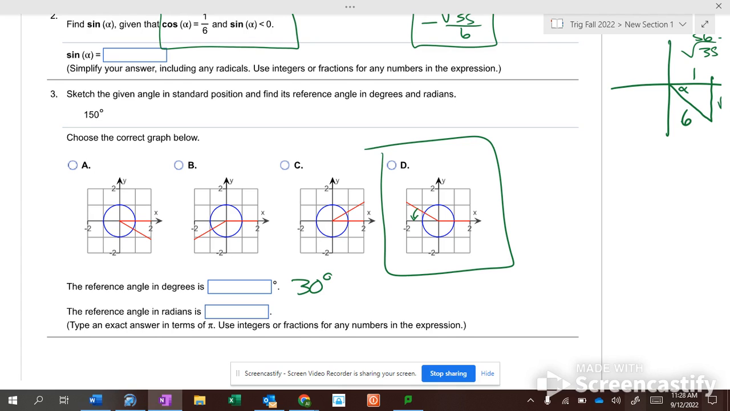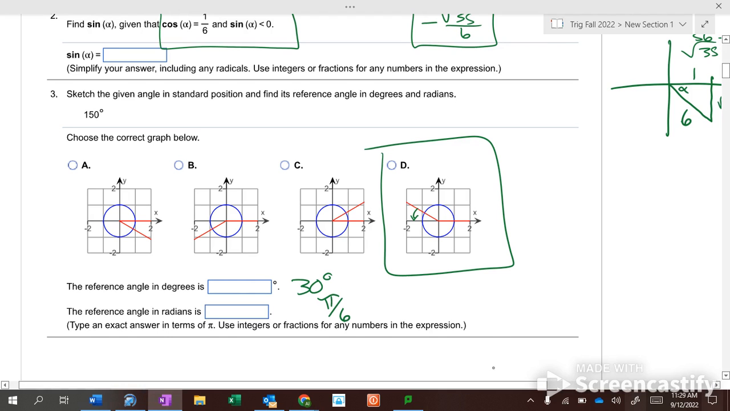How far is 30 degrees in radians? 30 degrees in radians is what over what? Pi over 6. It's on your unit circle. I would get out your unit circles right now because we're going to be using them over the next 5 minutes or so. So you need to know your unit circle. 30 degrees is pi over 6.